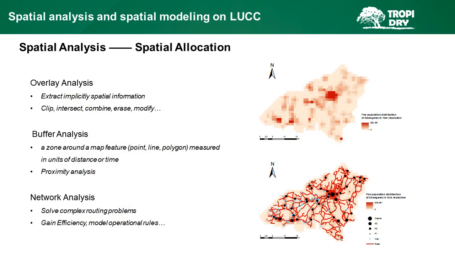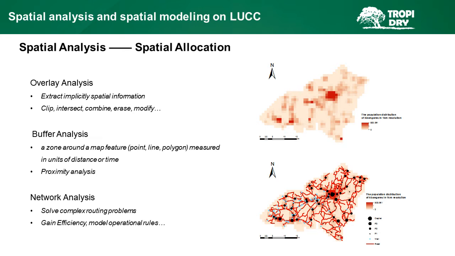Next, I want to talk about spatial allocation. As we know, non-spatial data is much easier to access than spatial data. That means most of the data has no geographic information. So how to allocate non-spatial data spatially is a key point in this part. Basically, three spatial analyses can fulfill this allocation. They are overlay analysis, buffer analysis, and network analysis. I will introduce these three methodologies by taking population distribution as an example.